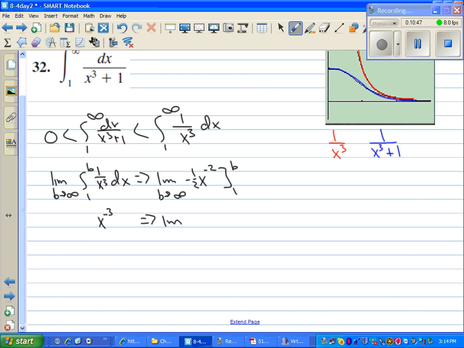So we have the limit as b approaches infinity of negative 1 over 2b squared, minus, and since it's minus negative, we'll just make that plus 1 over 2 times 1 squared. If we plug infinity in for b, we get negative 1 over 2 times infinity squared plus 1/2. 1 over 2 times infinity squared is 0, so we have a value of 1/2. This limit converges, therefore the original function must converge as well.